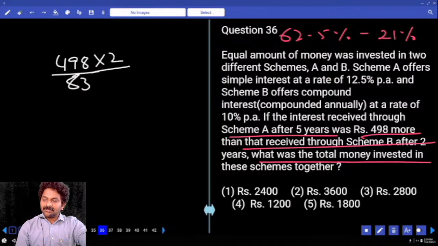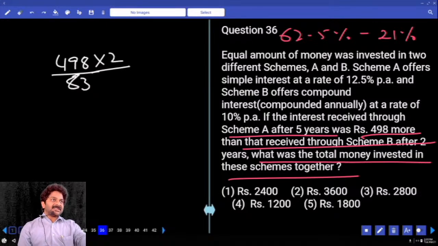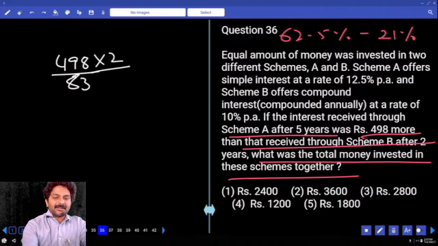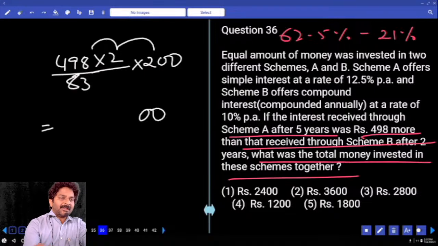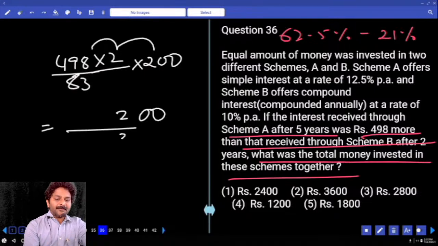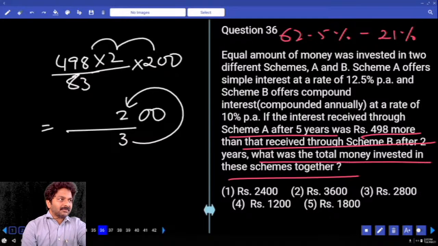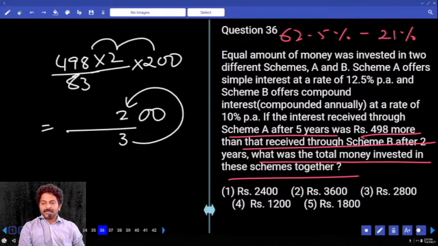Now, what was the total money invested in these schemes together? Both schemes together. Each scheme 100%, correct? We were not asked to calculate one scheme investment. Both schemes together, that must be 200. Agreed? Denominator is an odd number. You cannot cancel 2 zeros. Numerator ends with 2 into 2, 4 into 8. Denominator ends with 3 into which number ends with 2? Answer must end with 4. How many? 1.